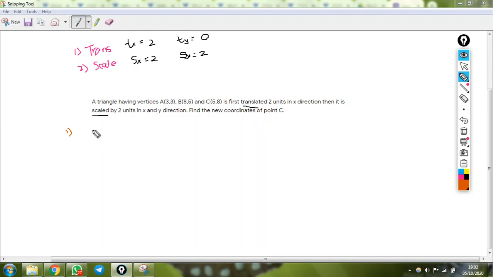So what is the matrix for a translation? Simply it is 1 0 tx, 0 1 ty, 0 0 1. This is the matrix for the translation. This is the first step, and this is for translation.